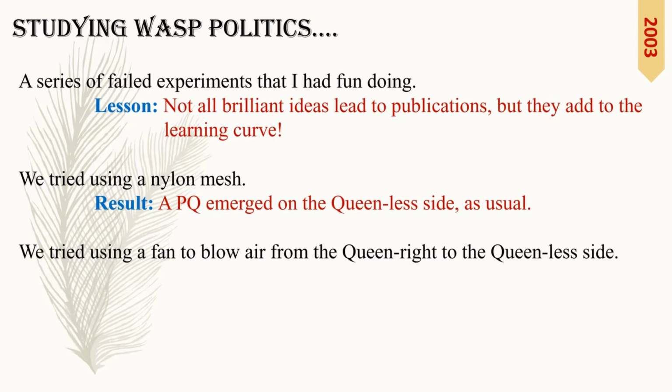Then we said, okay, maybe the queen's pheromone is not volatile, so you have to do something to help. So we actually tried to use a fan to blow air from outside the nest. There was the nest, and a fan outside the cage, so that the air would blow from the queenright half to the queenless half of the cage. Now it's easier said than done.